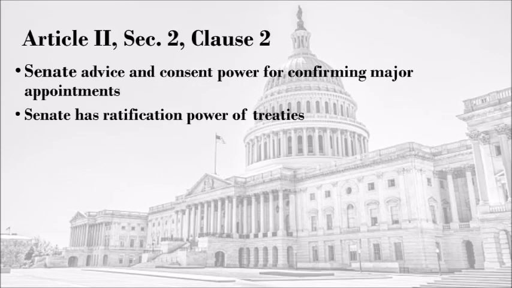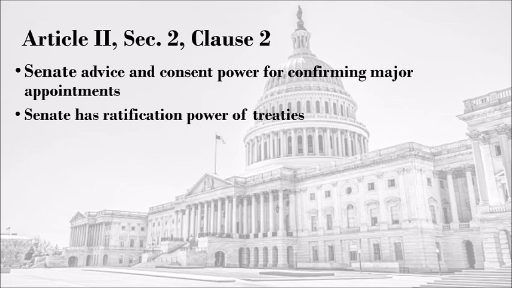Article 2, Section 2, Clause 2 gives the Senate these two powers: advise and consent power. And what that does is the Senate gets to advise and give consent to presidential nominees. This is the power for confirming major political appointments, such as federal judges, Supreme Court justices, ambassadors, and cabinet and sub-cabinet positions. The Senate just needs a majority vote for confirmation. Got that? Majority vote confirmation.